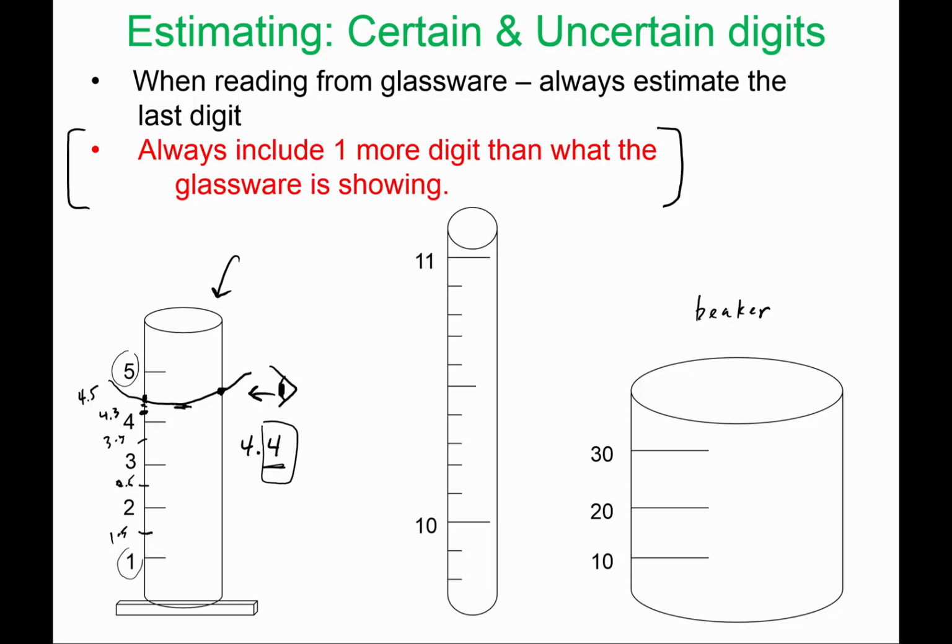Okay, we can't really say it's 4.41. I mean, we can't even really say that. The only number that we're sure of is this number, and then the last number is what we say is uncertain.